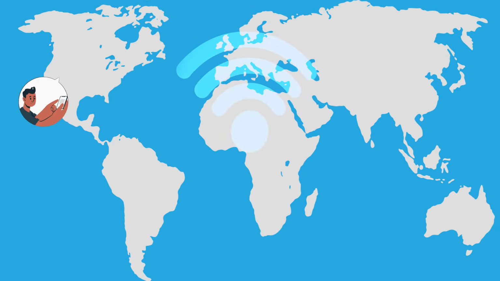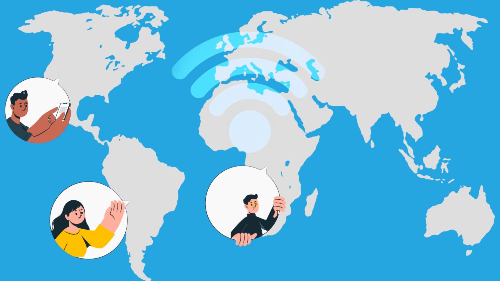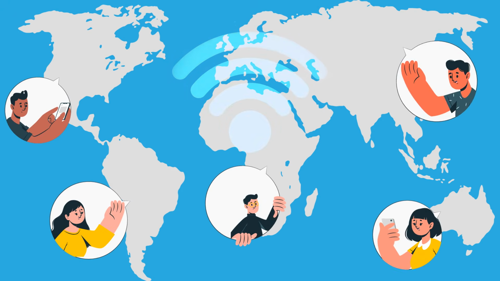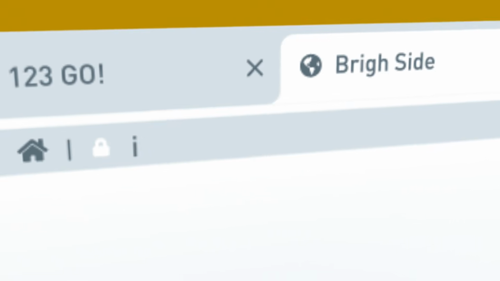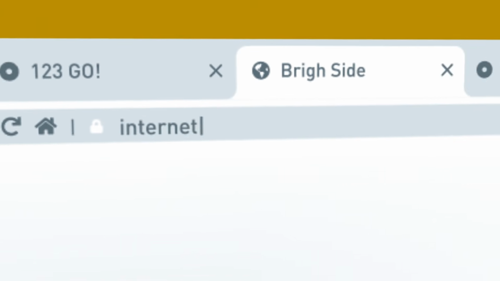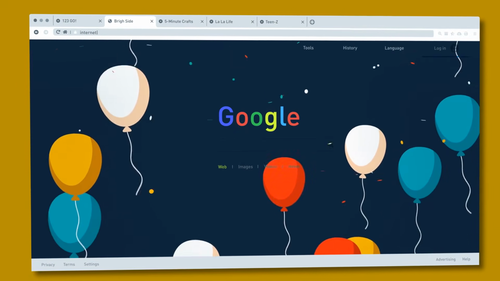There might be a future where the internet will be available everywhere around the world, no matter where you are. It's crazy, but only half of the world's population is online. Companies like Google see the internet as a human right and are trying to use helium balloons to beam it to remote places.